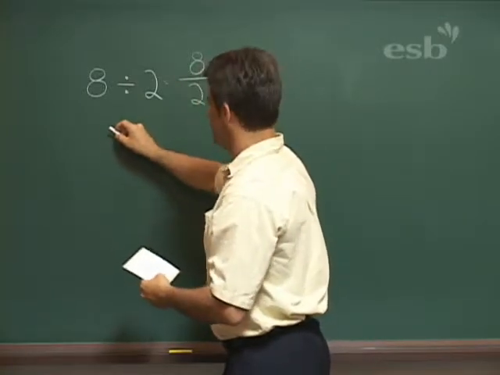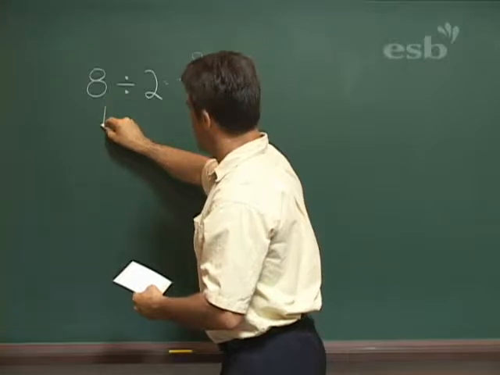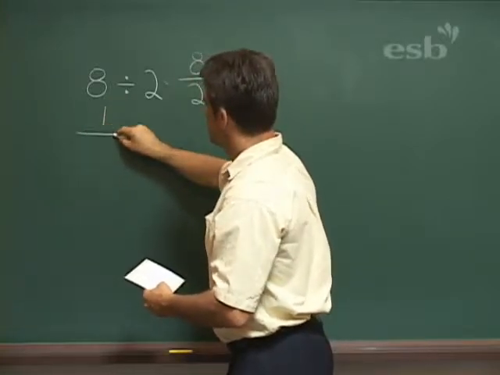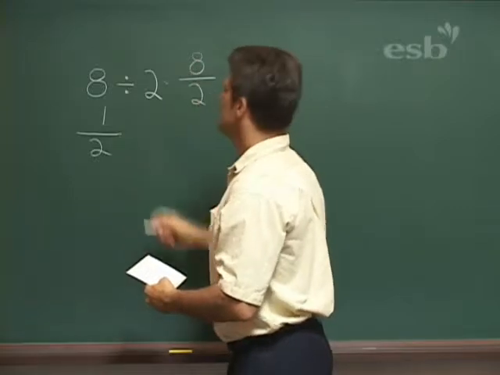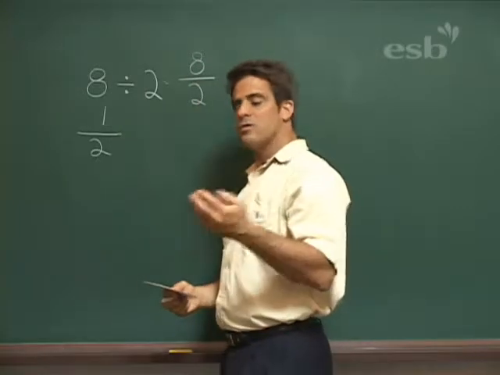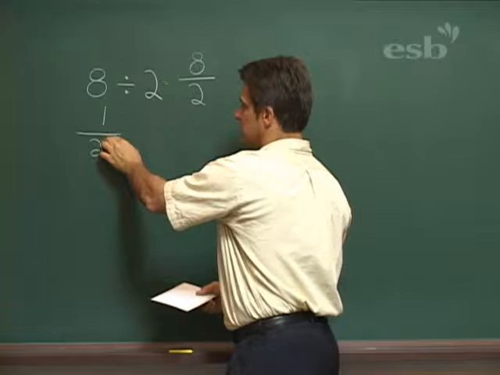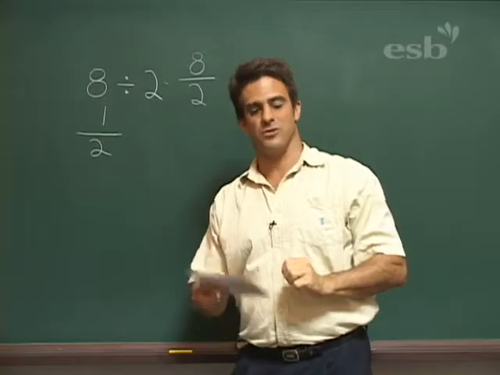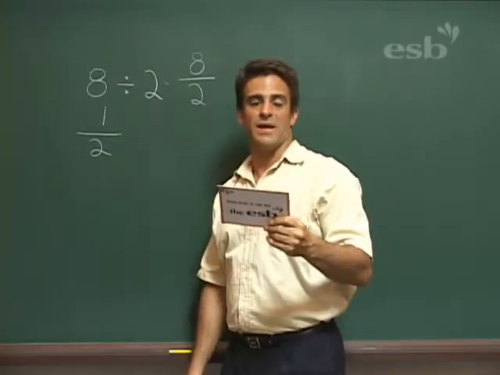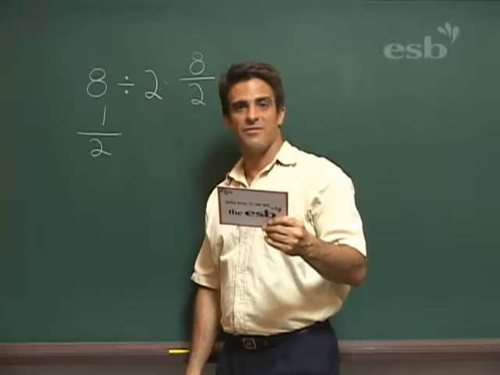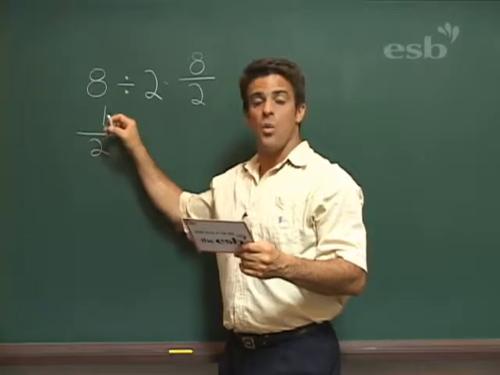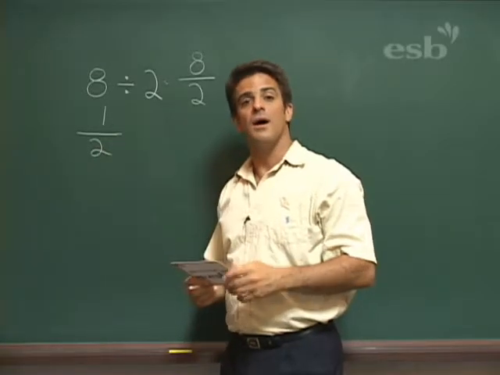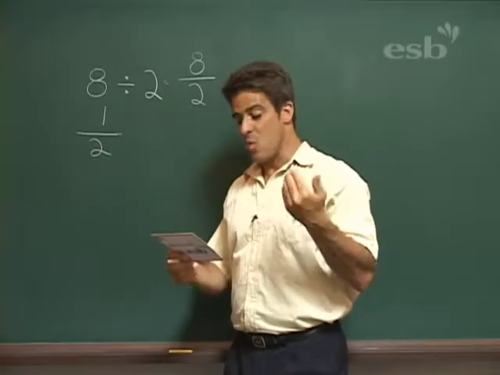1 over 2. 1 over 2, one line, 1 over 2, represents the fraction a half. A half. This means 1/2 or a half. 1 over 2.